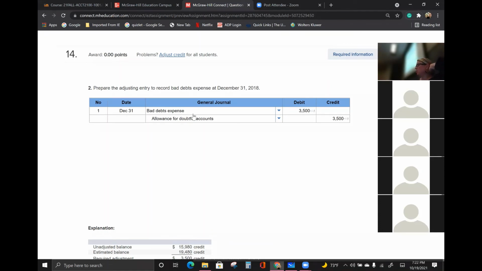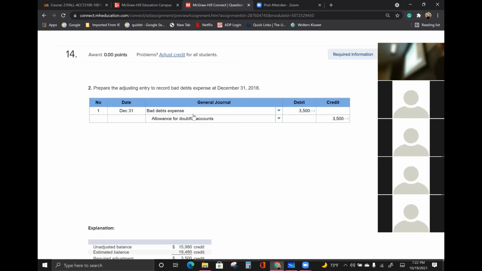So remember, we have two ways to calculate our allowance. The first one is on sales. If I say that I am not going to collect 2% of my sales, then that's the number I use to do this entry. Bad debt expense will be that number. I don't have to look at allowance for doubtful accounts because I'm not looking at what I want that account balance to be. I'm just going to calculate it on my sales.